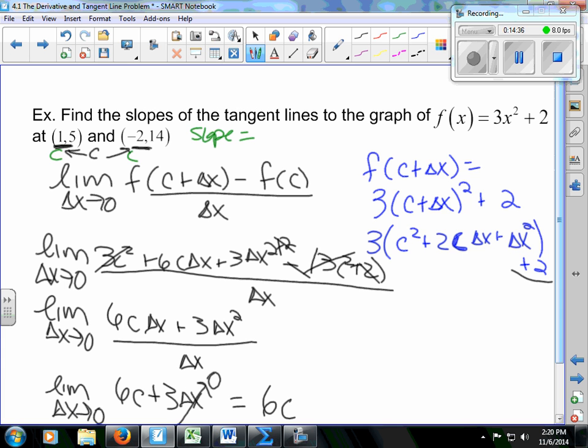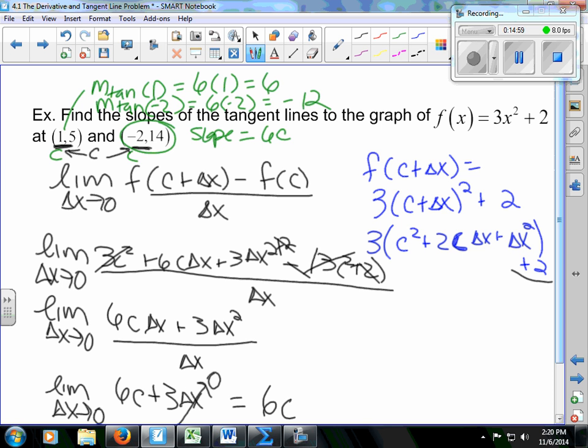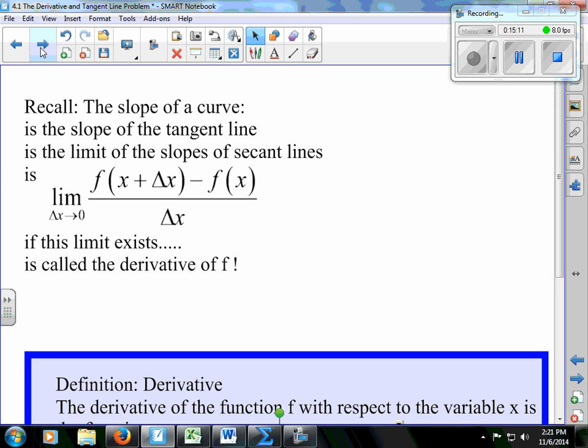is 6c. That's what I got. So when c is 1 at this point, my slope of my tangent line at 1 is 6 times 1, or 6. And then the slope of my tangent line over here at -2 is 6 times -2. That's -12. So that was a much better way of working this out. I got to do only one limit, and I could find the slope of the tangent line at any place in question. This is called a derivative.